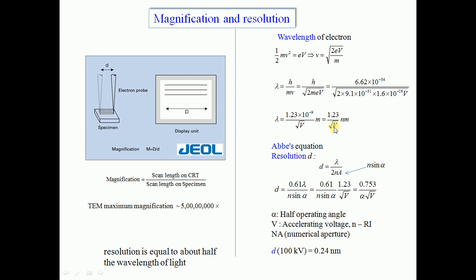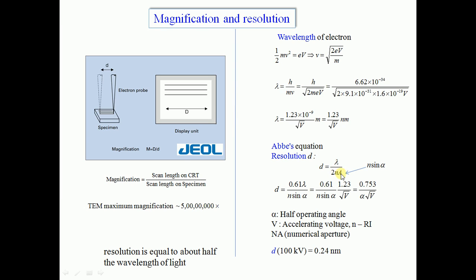This relation is for kilovolts. If I put V equal to 1 kilovolt, then the wavelength of the matter wave exhibited by this electron is of the order of angstroms, and we know this wavelength is comparable to the interplanar spacing. Therefore, electrons having this much wavelength can be used to study diffraction in a material. So based on wavelength, how do we find the resolution? It is given by the Abbe equation, and the formula is d equals lambda upon numerical aperture.